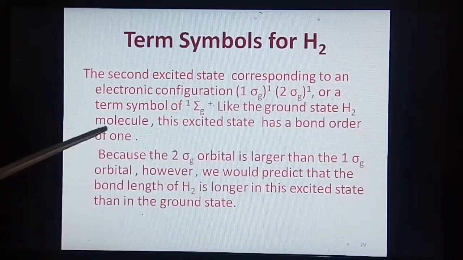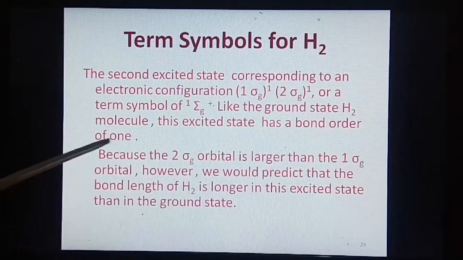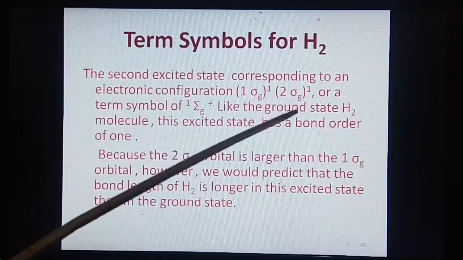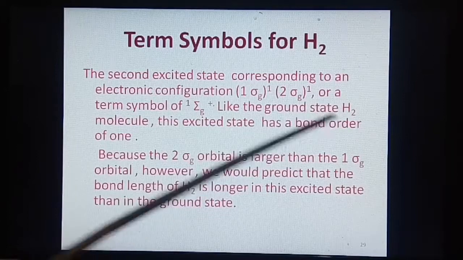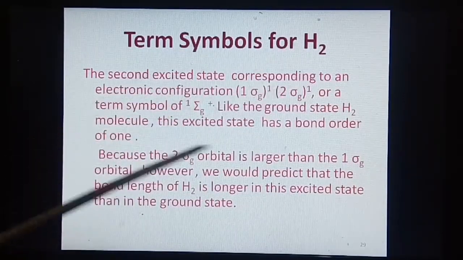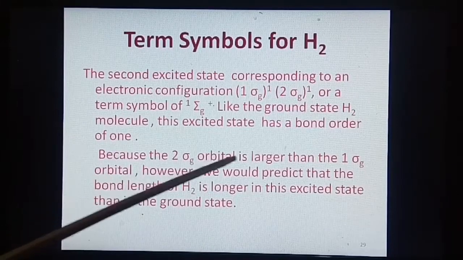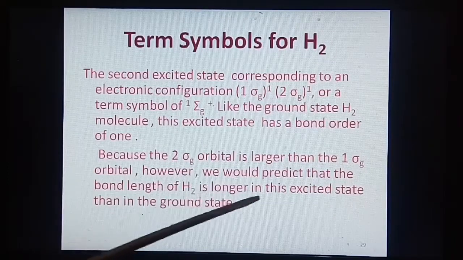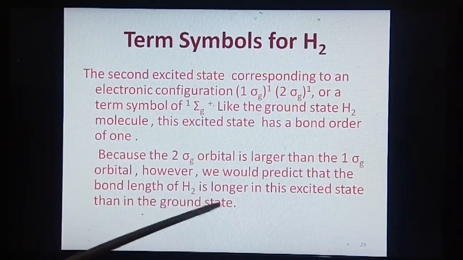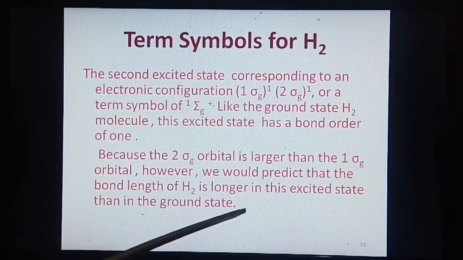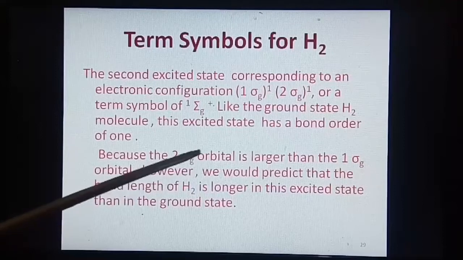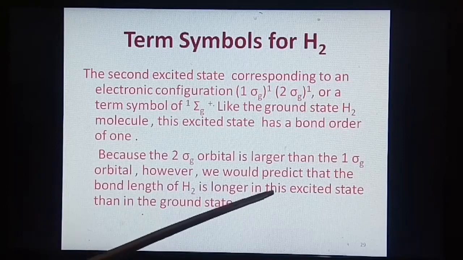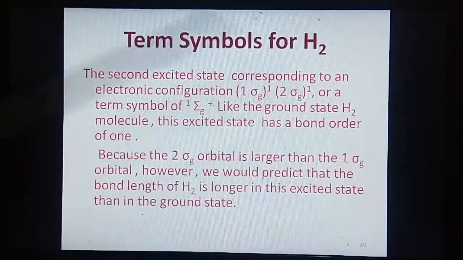Like the ground state of the hydrogen molecule, this excited state has a bond order of 1. Here we can explain that in the second excited state of hydrogen the bond order is 1, so it is somewhat stable. Because the 2σg orbital is larger than the 1σg orbital, however, we would predict that the bond length of H2 is longer in the excited state than in the ground state. So here we can explain that in the second excited state of hydrogen, the bond length is longer than in the ground state.